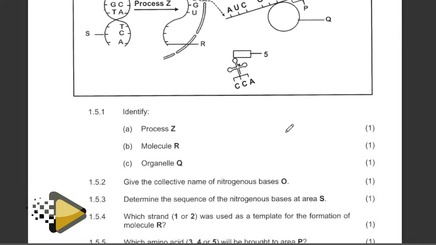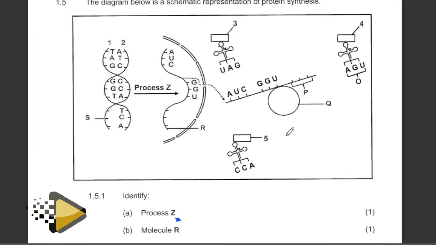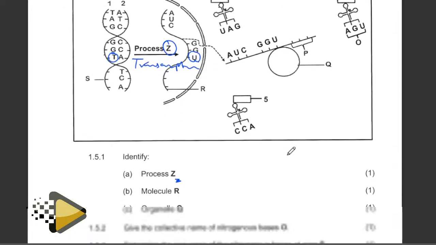Let's go to the question and then we see Z. What is Z? Name, identify Z. Where is Z? Oh, sorry. I couldn't see Z. The process Z. Remember, this is uracil. And then this is DNA. Definitely, this is transcription. Remember, transcription is the formation of messenger RNA.